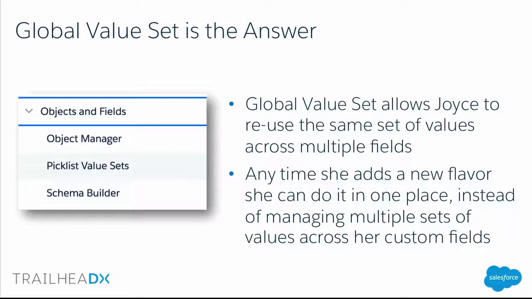It removes a lot of unnecessary work for administrators, and in the past we've seen people having 3, 4, 5, sometimes 10 different pick lists with pretty much exactly the same set of values. And every time they need to update it, they have to go through each and every field and do that work. So that's no longer necessary if you use a global value set.